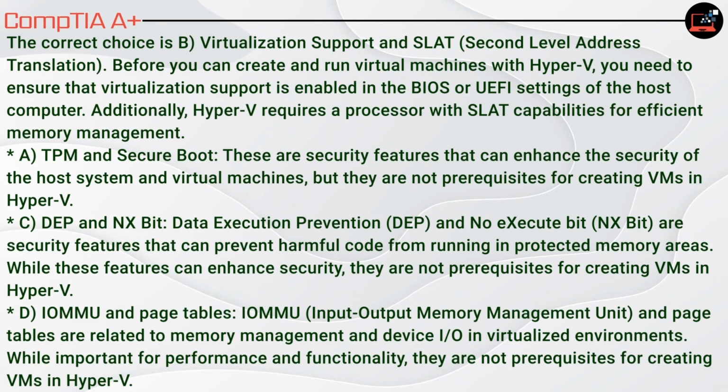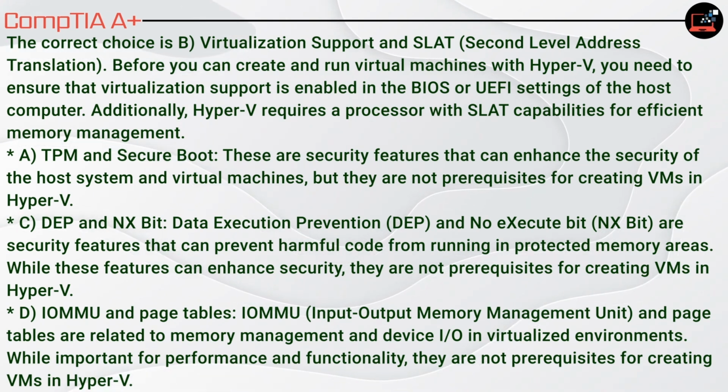The correct choice is B, virtualization support and SLAT, second level address translation. Before you can create and run virtual machines with Hyper-V, you need to ensure that virtualization support is enabled in the BIOS or UEFI settings of the host computer. Additionally, Hyper-V requires a processor with SLAT capabilities for efficient memory management. A, TPM and Secure Boot. These are security features that can enhance the security of the host system and virtual machines, but they are not prerequisites for creating VMs in Hyper-V.